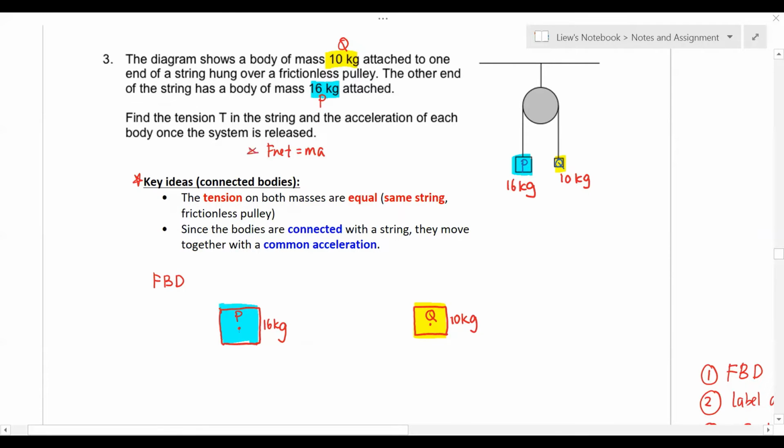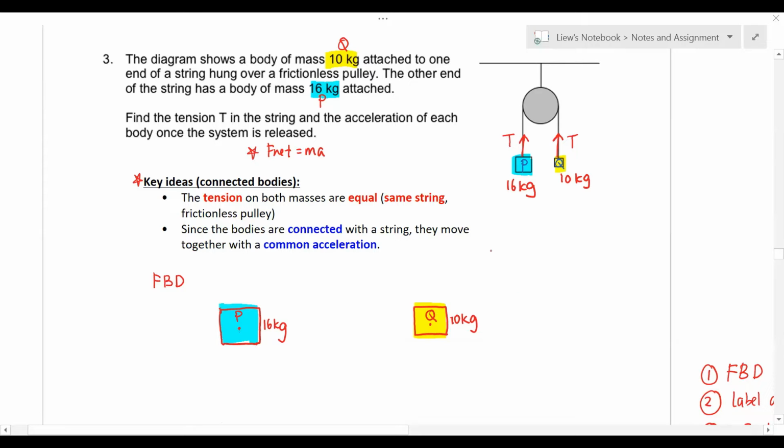On top of Newton's second law, F net equals ma, there are two other key ideas that we're applying for this question. The first being the tension on both masses are equal because they're connected using the same string. So if P experiences a certain tension in the upward direction, then Q also experiences a tension of the same magnitude, also away from body Q.